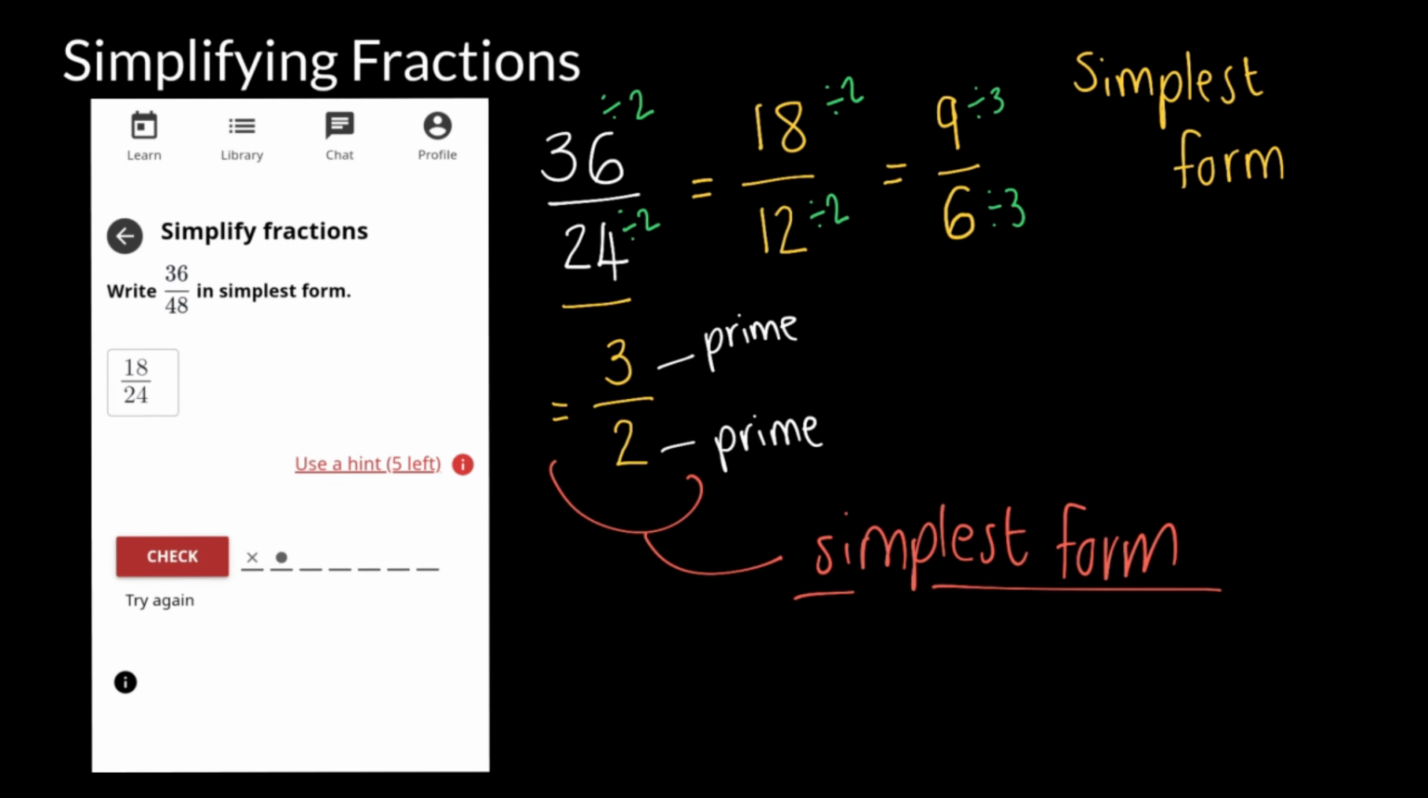But we could have also easily just said 36 over 24, and I could have divided both the top and the bottom by 12. That would have given me the exact answer I'm looking for: 36 divided by 12 would have given me 3, and 24 divided by 12 would have given me 2. And that would have been easier. So sometimes we can look for a bigger number that's going to go into both of them. That makes it a lot easier for us to get to the simplest form.